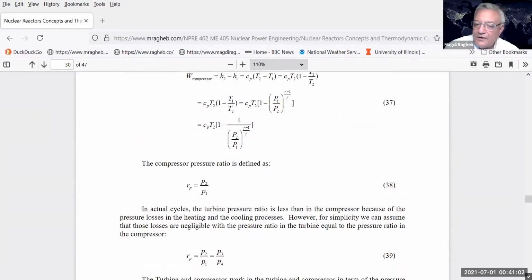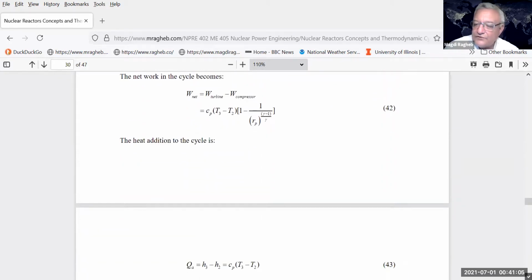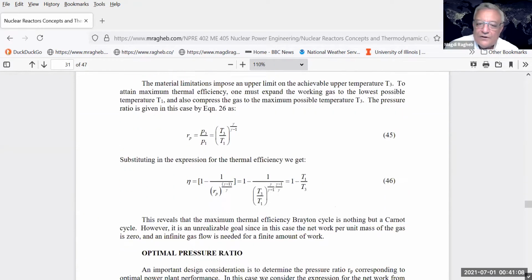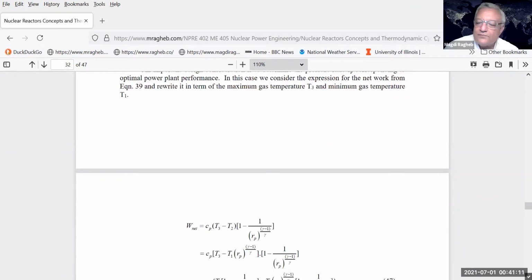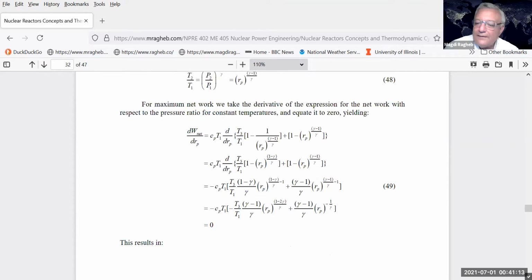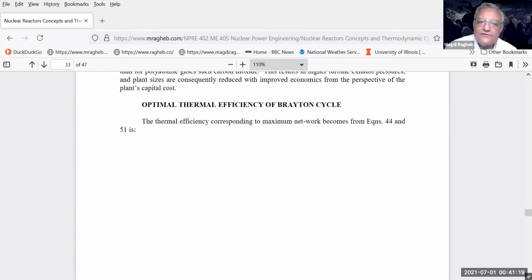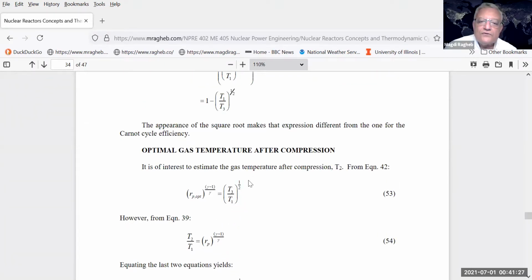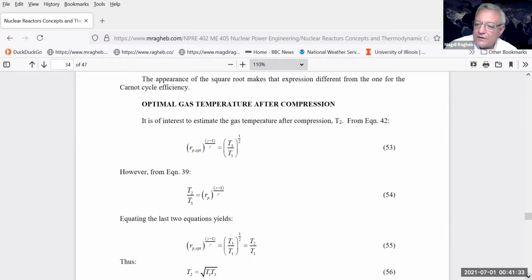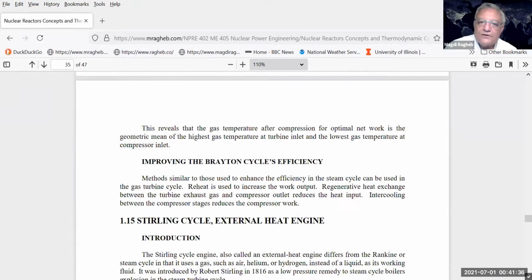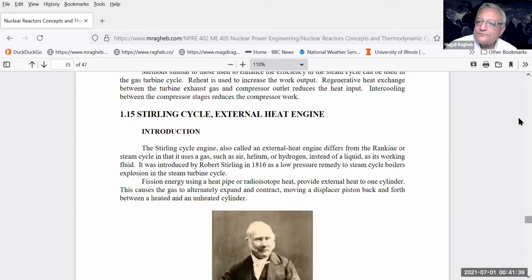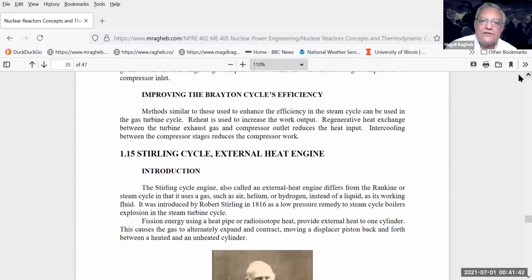We're not going to use them, but if you design a gas-cooled system in the future, this is a way of calculating the optimal pressure ratio in the gas turbine. I don't want to turn our class into a thermal class. We want to look at different reactor concepts in general. There is an optimal thermal efficiency of the Brayton cycle that determines the compression ratio. So the optimal gas temperature after compression, the combination of the compressor and the turbine blades, of course, has to be optimized in general.